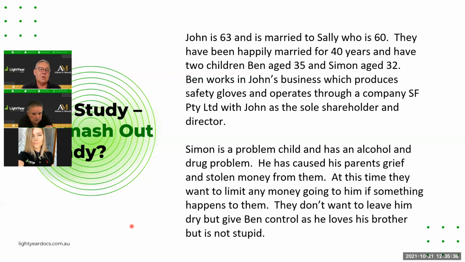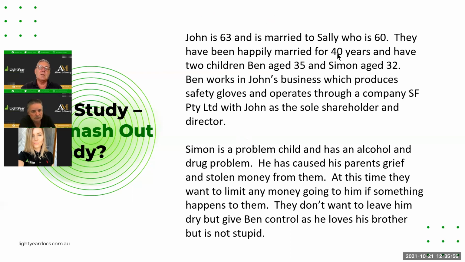So let's go through and have a look at how this plays out in this instance. So we've got John, who's 63, married to Sally, who's 60. They've been happily married for 40 years, have 2 children, Ben, aged 35, and Simon, who is aged 32.